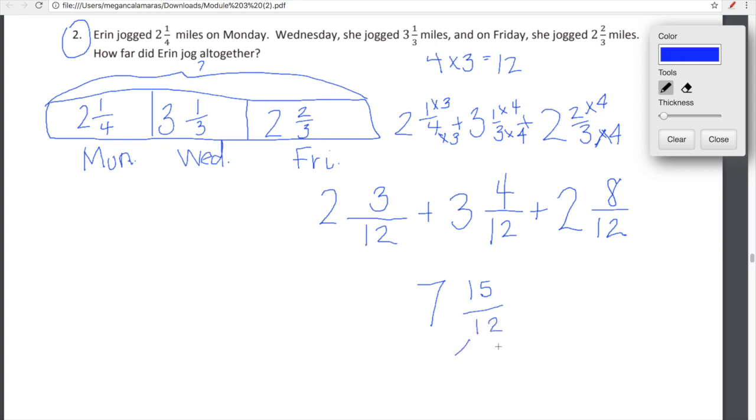Let's go ahead and decompose 15 twelfths into 12 twelfths plus 3 twelfths. Because 12 plus 3 is equal to 15. We just decomposed 15 twelfths into 12 twelfths and 3 twelfths. So now let's just simplify this one more time. 12 twelfths is a fancy way to just say whole number 1. Whole number 1 plus 7 is 8. So we have 7 plus 1, 8, and 3 twelfths.